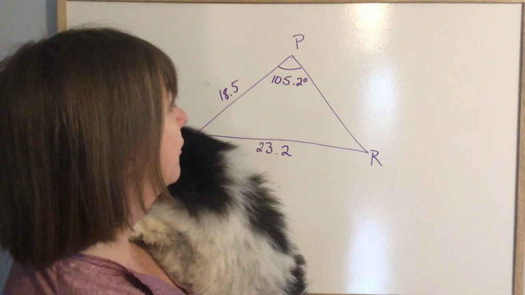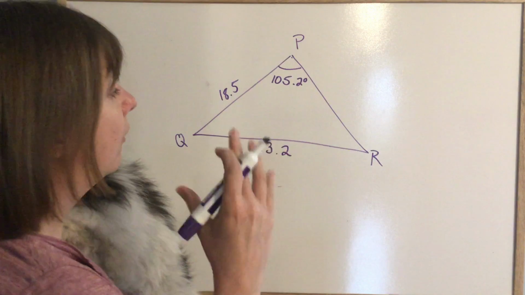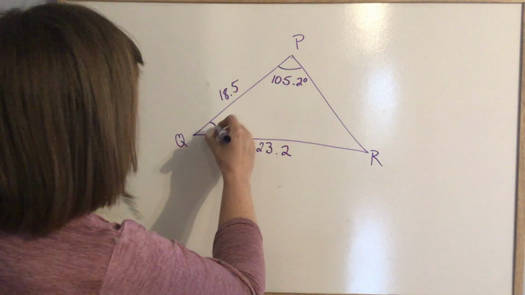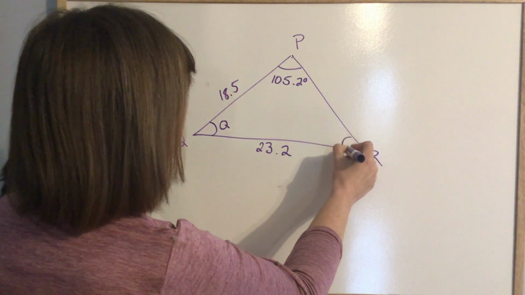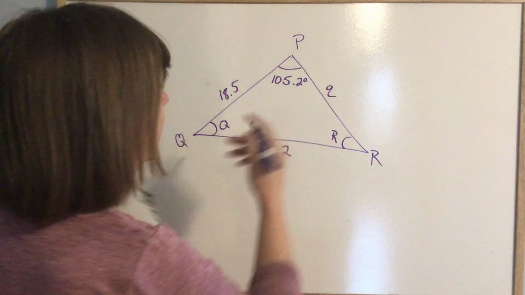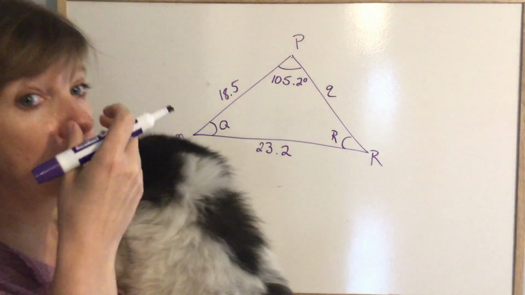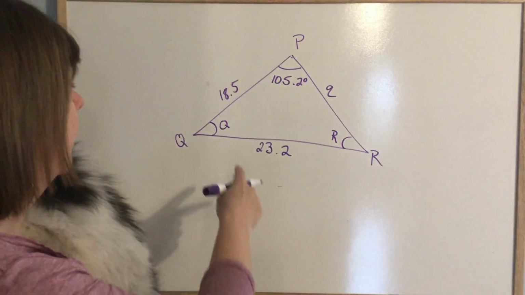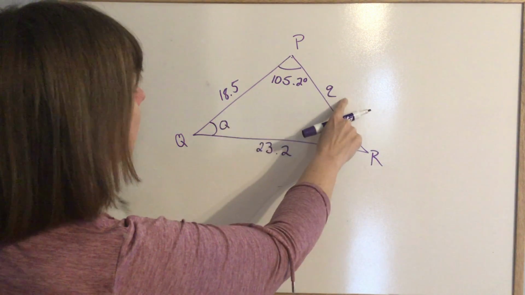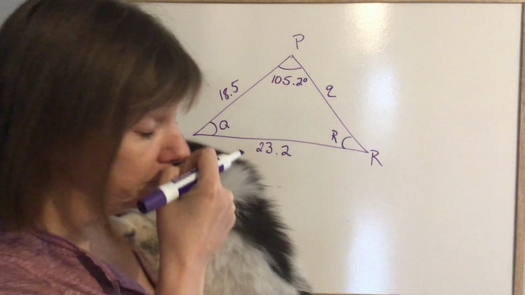When they say solve the triangle, they mean find all the angles, find all the sides. So we need to find angle Q, we need to find angle R, and we need to find side Q. Remember that you label the side whatever angle it's directly across from. So if this is angle Q, then this is side Q.